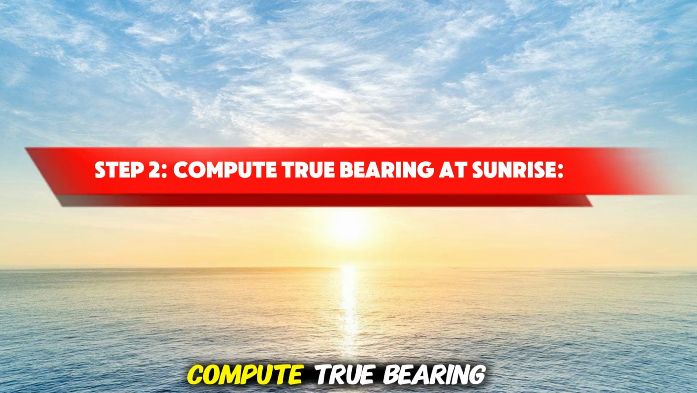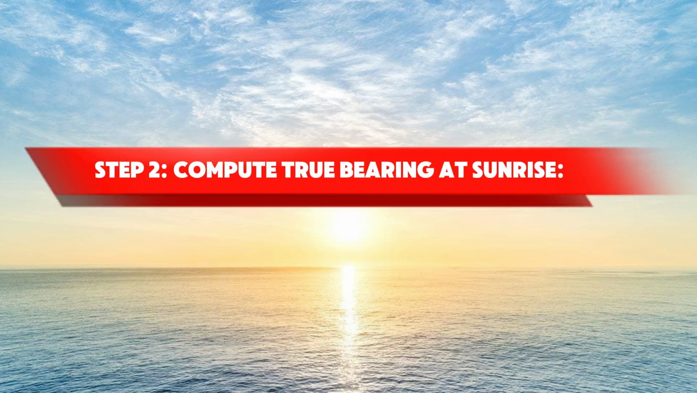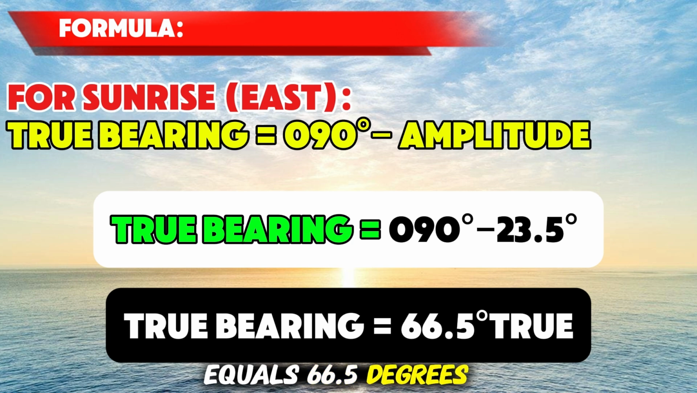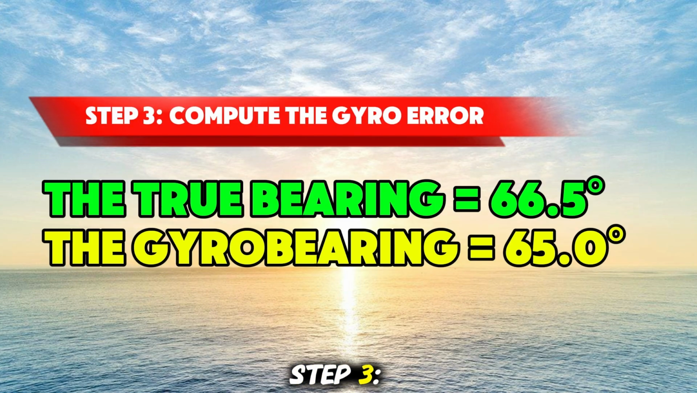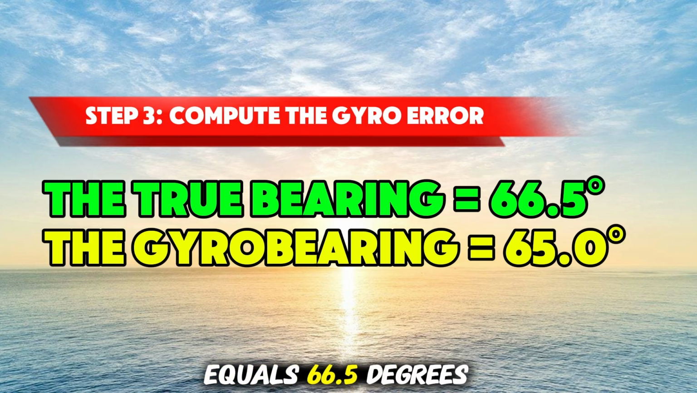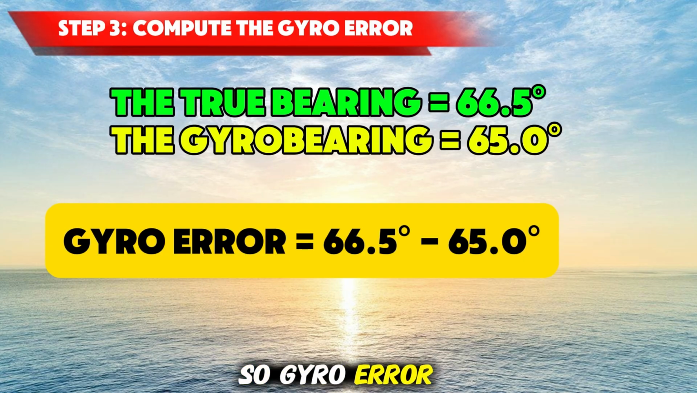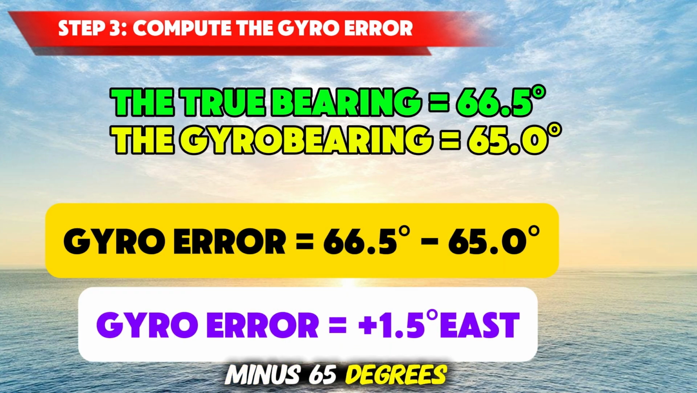Step 2. Compute true bearing at sunrise. 90 degrees minus 23.5 degrees equals 66.5 degrees true. Step 3. Compute the gyro error by comparing the observed gyro bearing to the true bearing. The true bearing equals 66.5 degrees, and the gyro bearing equals 65 degrees. So, gyro error equals 66.5 degrees minus 65 degrees, equals plus 1.5 degrees east.